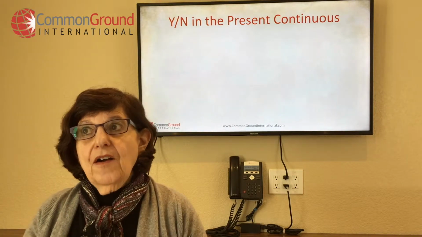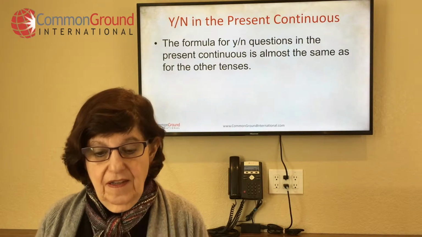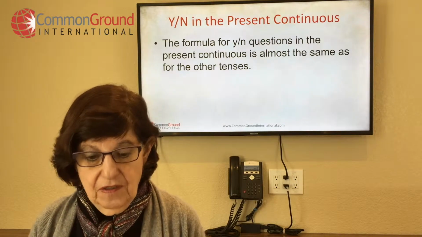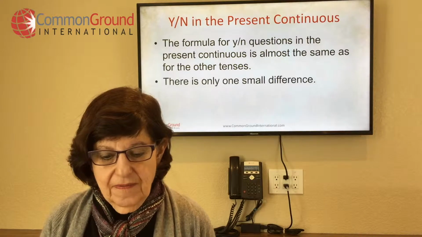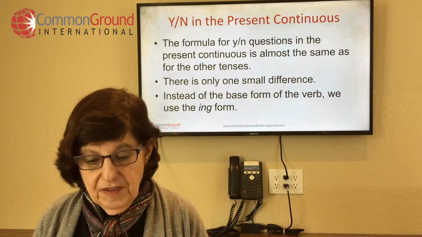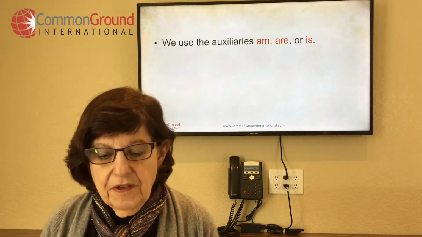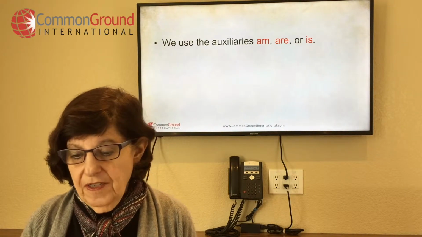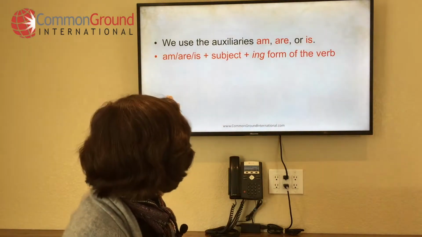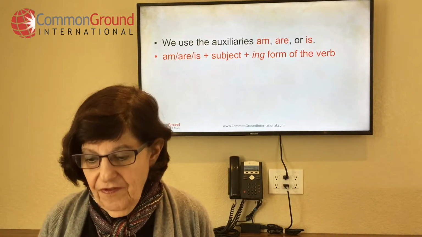Okay, so we've talked about past, present. In the present continuous, the formula for yes-no questions is almost the same as other tenses. There is one small difference. Instead of the base form of the verb, we use the ing form. We use the auxiliaries am, are, or is. Am, are, or is, plus subject, plus ing form.